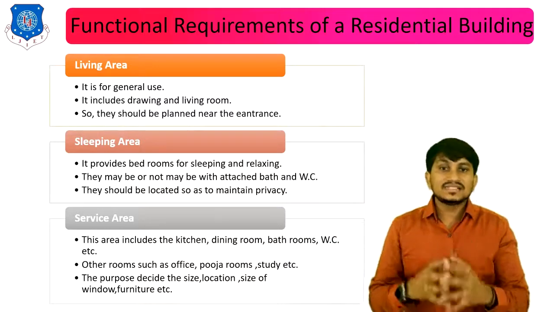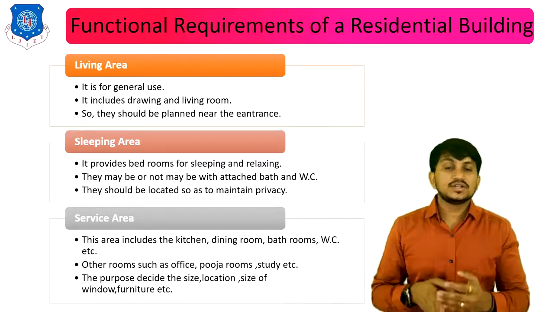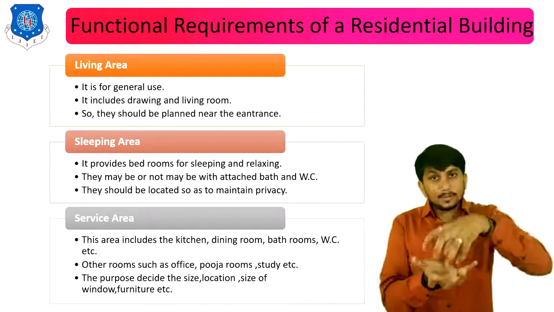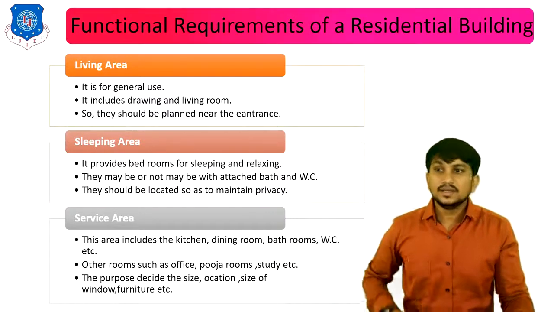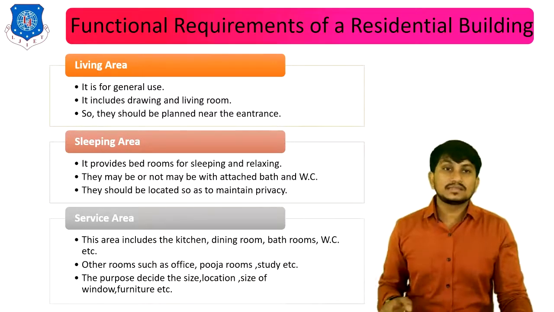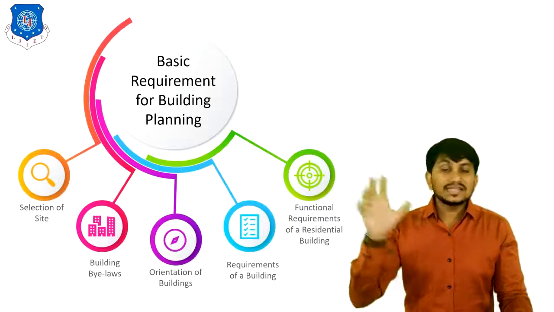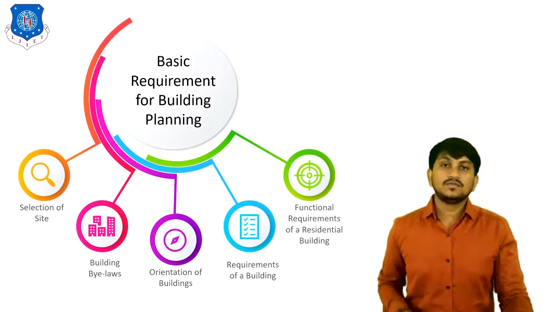The purpose decides the size, location, and size of windows, furniture, etc. By providing service area at the central part of the building, we can minimize number of circulation in the building. That's all about the functional requirements of the building. That's all about the basic requirements for building. These are the five basic requirements of building plan.